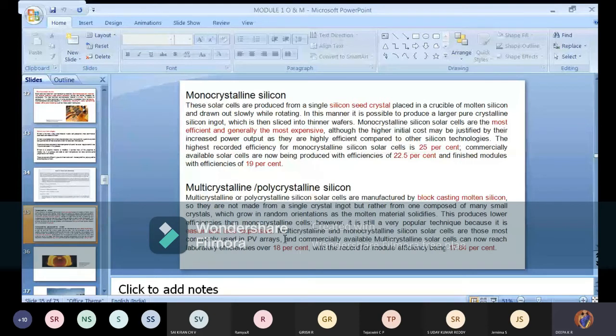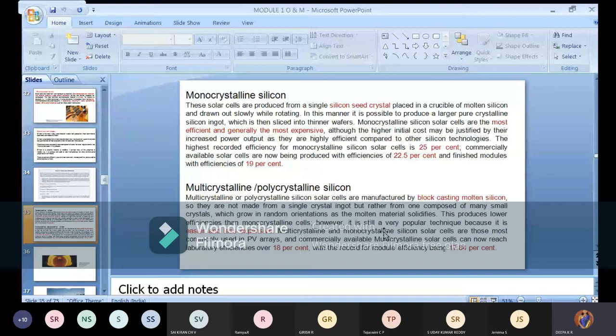So multicrystalline and monocrystalline silicon solar cells are the most commonly used in PV arrays. Depending upon the application, if you are just using it for a remote area, then I can go for monocrystal and get the output. But if you are planning to get power output from a power station, then I'll think about what kind I can use. Is it only mono? Is it only multi? That can be decided, or a combination of both can be used.